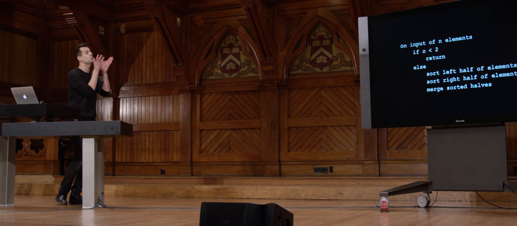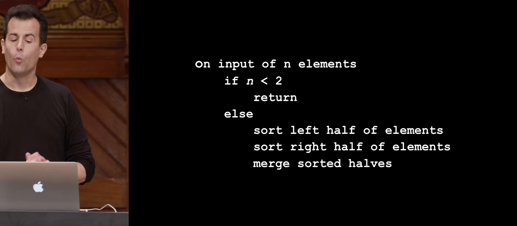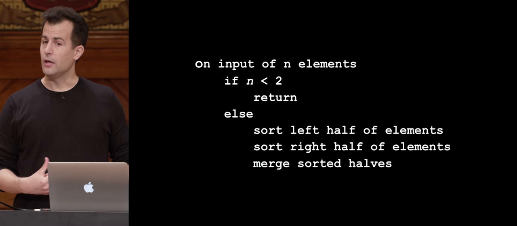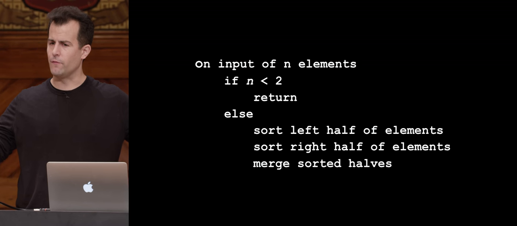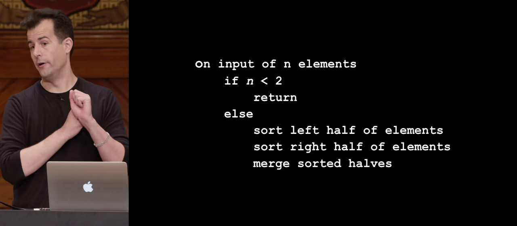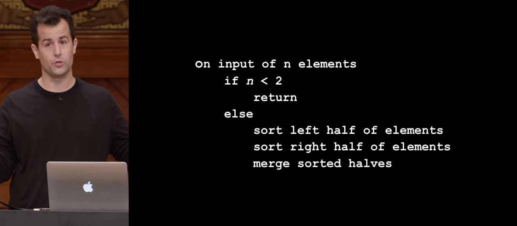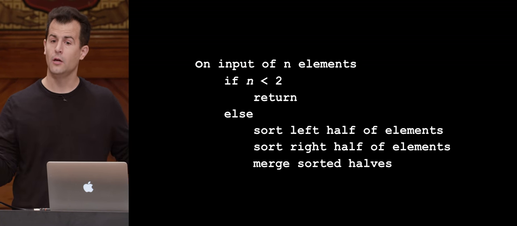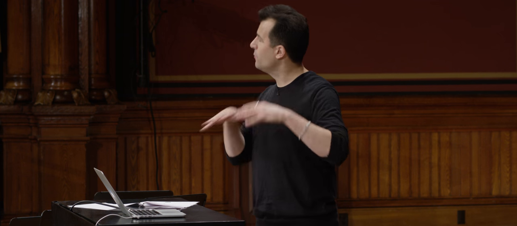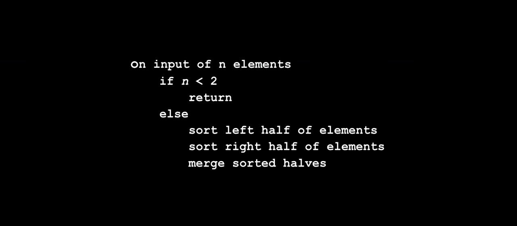And amazingly, the pseudocode is this simple. When you're given n elements, if n is less than 2, just return, right? If you have fewer than 2 elements, the list is of size 1, which is sorted, or size 0, which is also meaninglessly sorted, so you're done. So that's kind of a base case, like a default scenario. Let's just make sure that no matter what, we eventually quit, even if the list is super small.